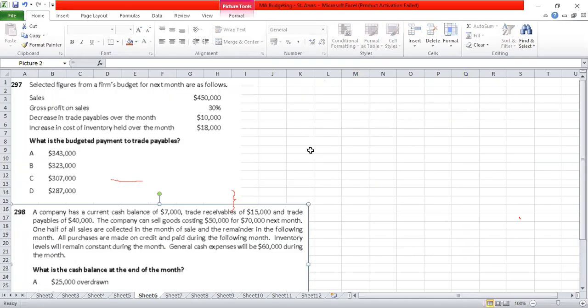Question number 297. Selected figures from a firm's budget for next month are as follows: sales, gross profit on sales, decrease in trade payables over the month, increase in cost of inventory held over the month. What is the budgeted payment to trade payables? Now here this one is about the payments part of it.